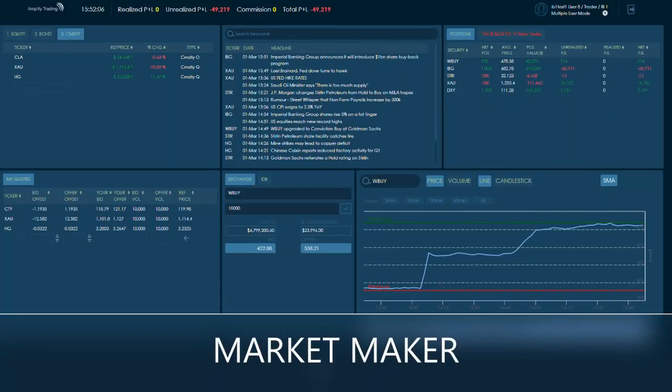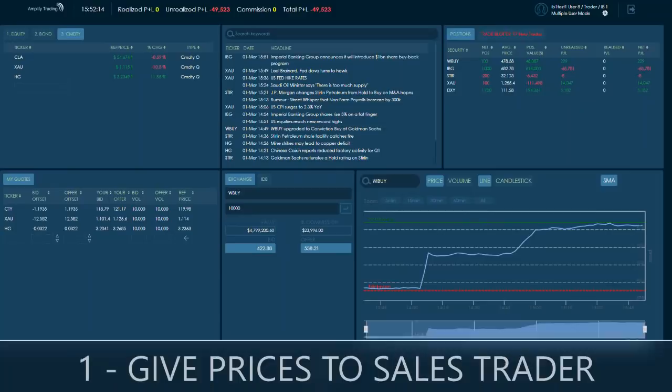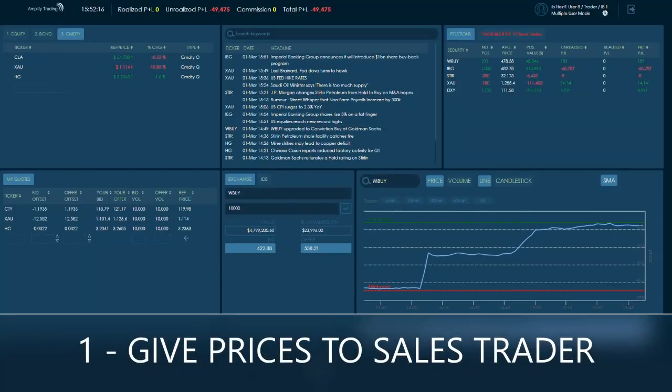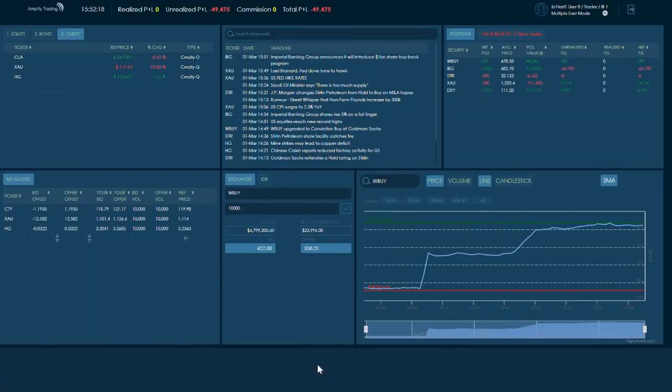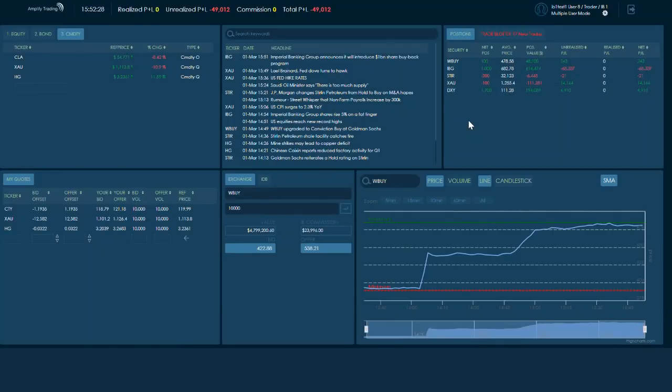Welcome to the role of market maker on the FlowTrader platform. Market makers perform two crucial roles for an investment bank. First, they need to provide clear and accurate pricing for their sales traders to communicate to the clients in order for the bank to make commission. Second, they then manage the risk on the bank's books, which has resulted from facilitating the client trade.